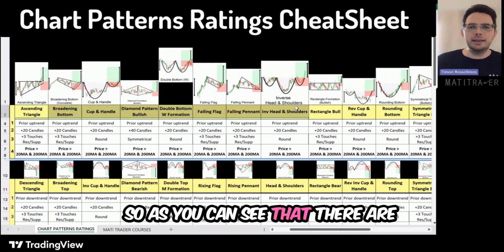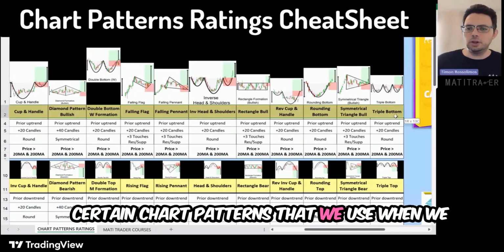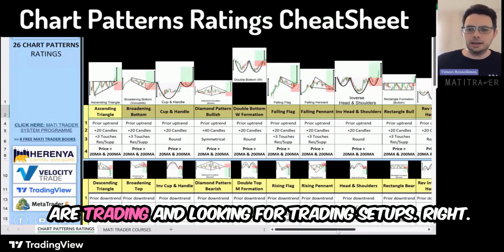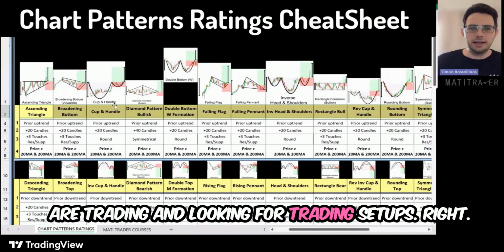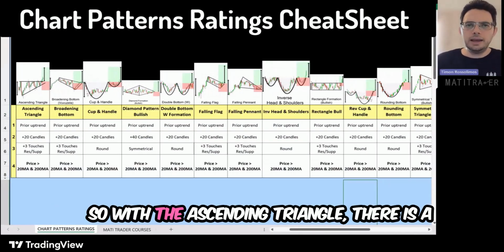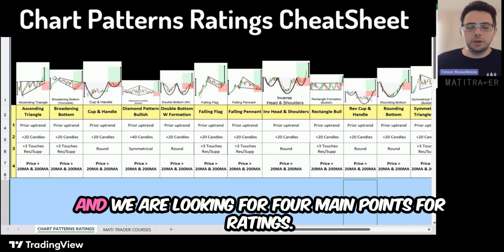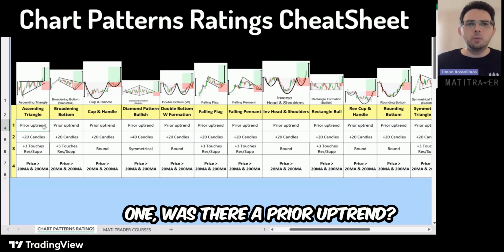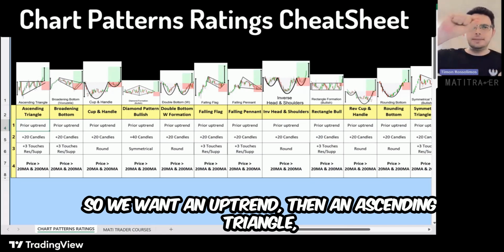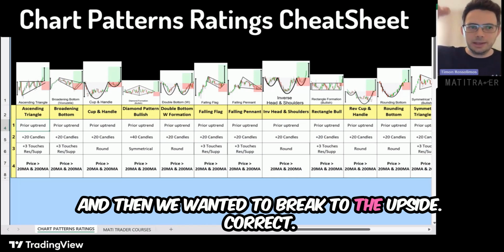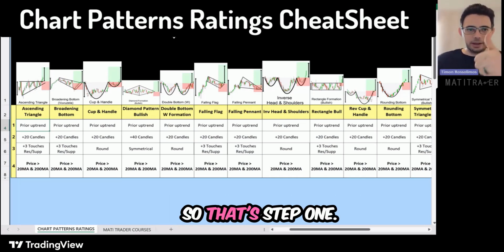So as you can see, there are certain chart patterns that we use when we are trading and looking for trading setups. Right, so with the ascending triangle, there is a horizontal resistance and a diagonal run-up uptrend, and we are looking for 4 main points for ratings. 1, was there a prior uptrend? So we want an uptrend, then an ascending triangle, and then we want to break to the upside. Correct. So that's step 1.